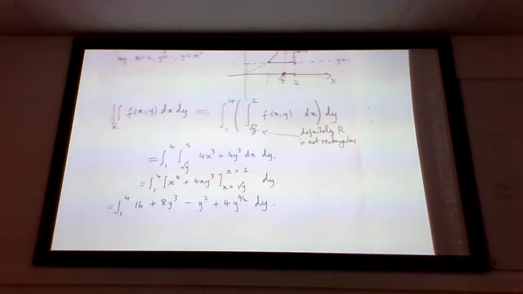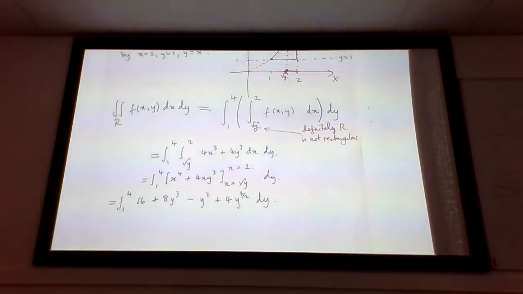Sorry, that 4y to 7 over 2, should that be negative? Oh, should be, yeah, because we're subtracting it. Yeah, thanks.